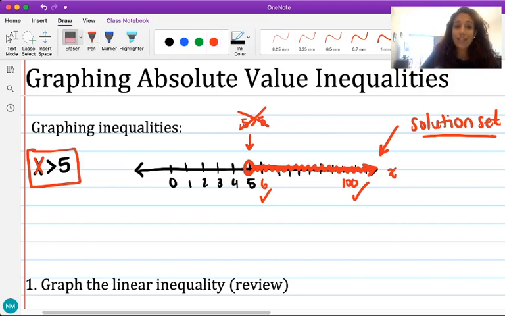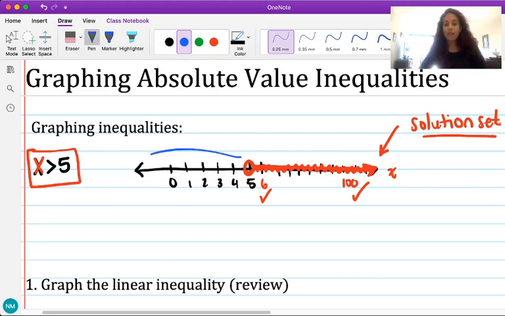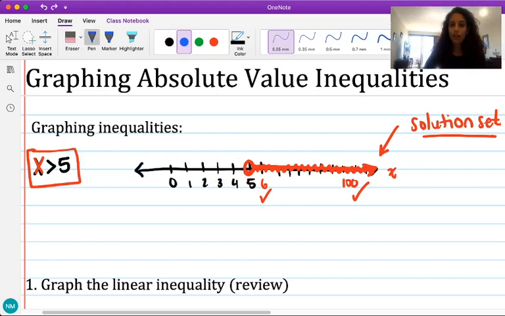And then everything that's not shaded in does not satisfy our inequality. 4 is greater than 5 is not true. I know this is pretty basic, but it's going to apply.